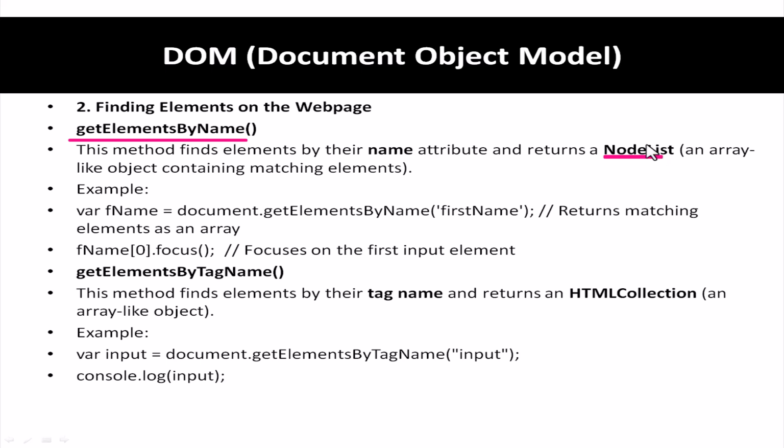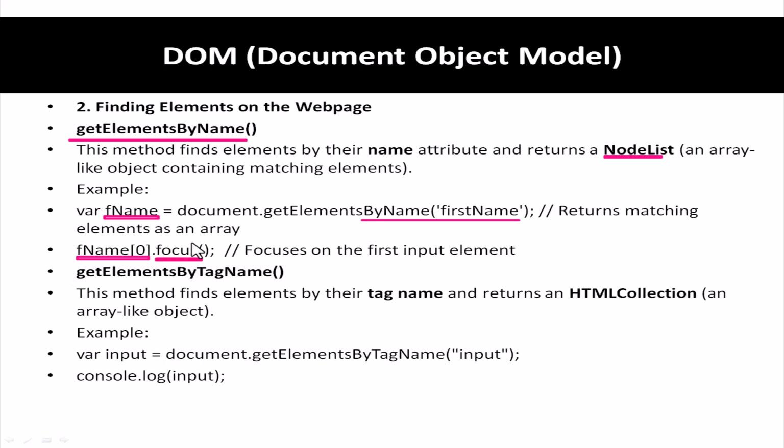For example, here you are going to consider first name and last name. With the variable first name, you can get the elements by the first name. It returns the matching element. So for now here you are going to use an array, fname[0].focus.